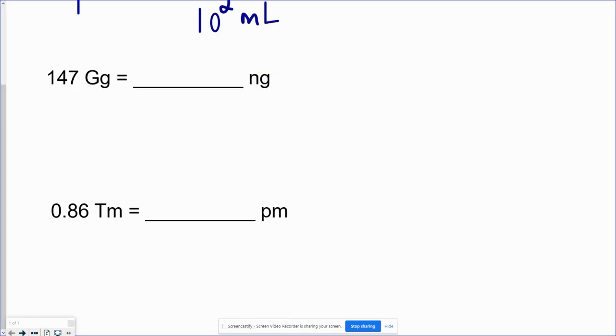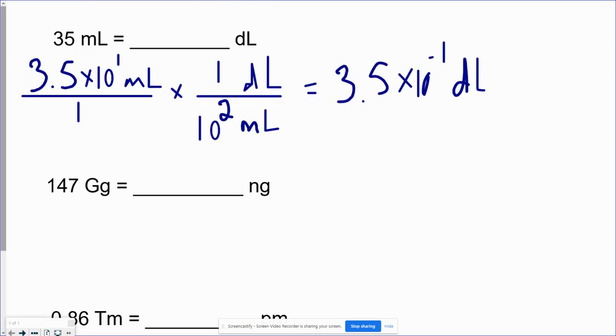All right, go ahead and check your work, and then we're going to get a countdown of 5 seconds to work on the next one, and then you can check your answer. 5, 4, 3, 2, and 1.